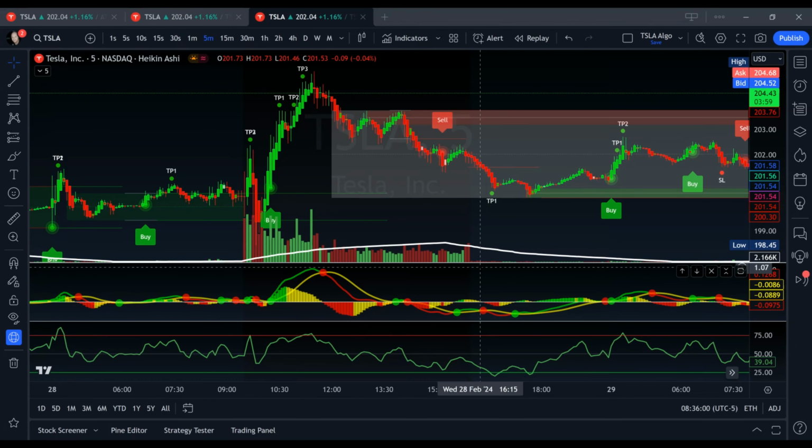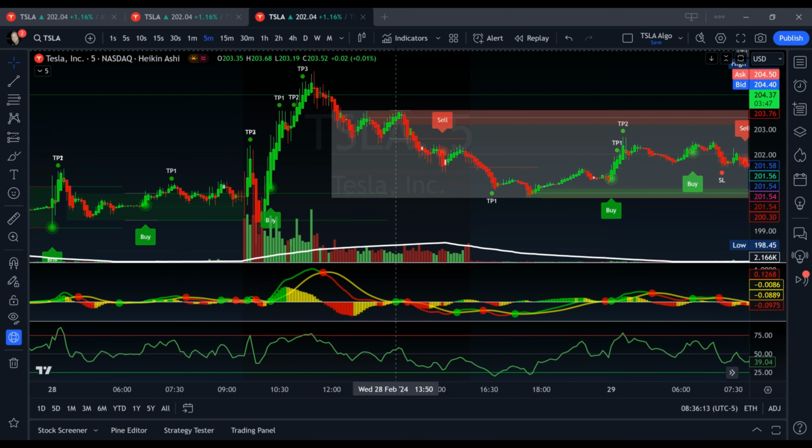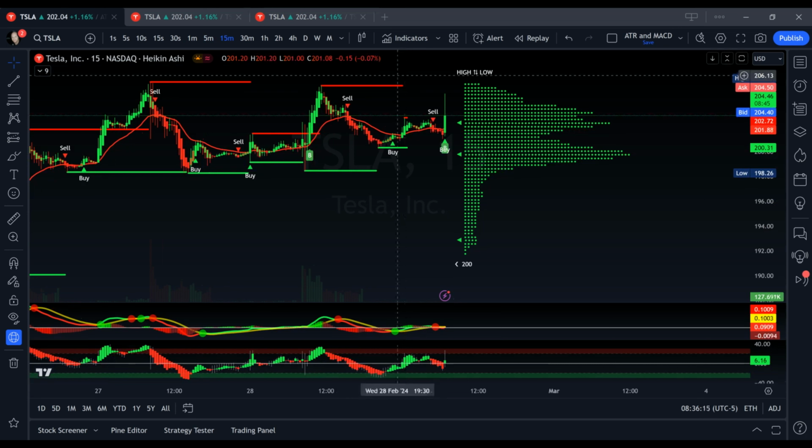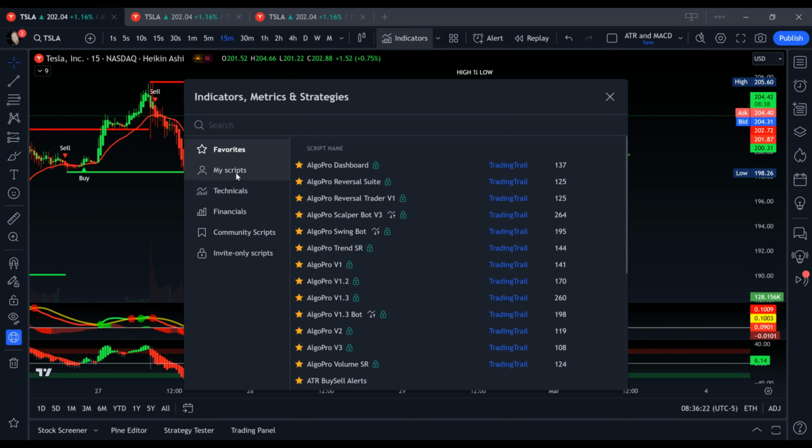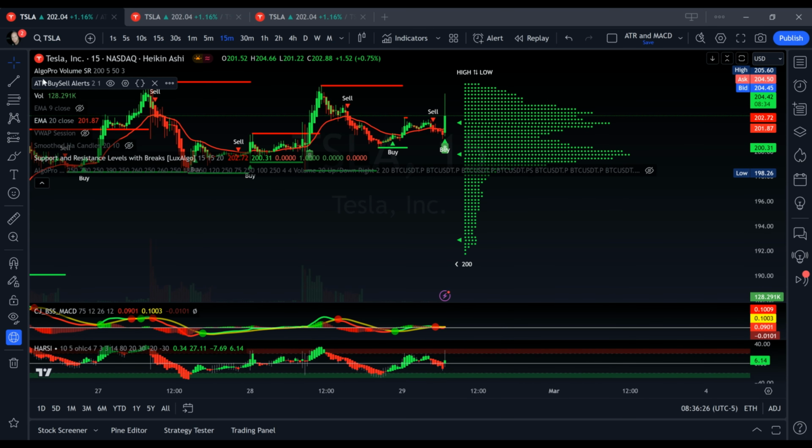Okay, so real quick, the supply and demand zones and how you find those. There are indicators on TradingView that you can use. Like over here, I'm using Lux Algo's. Let me see what the name of it is. Support and resistance levels with breaks by Lux Algo.